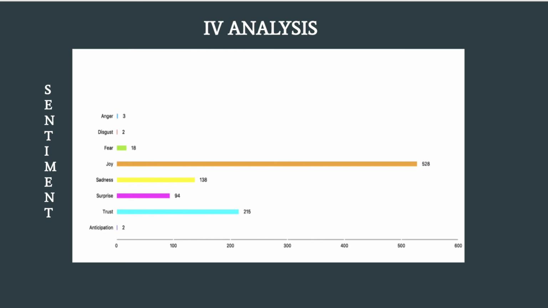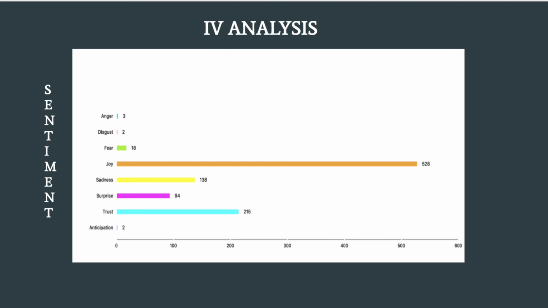And the result is, the first one, the box plot shows 3 tweets show anger sentiment, and it is included in the negative sentiment. The second one, the box plot shows that there are 2 tweets that show disgust sentiment, and it is included in the neutral sentiment category. And the third one is fear; the box plot shows there are 18 tweets that show fear sentiment, and it is also included in the negative sentiment category.